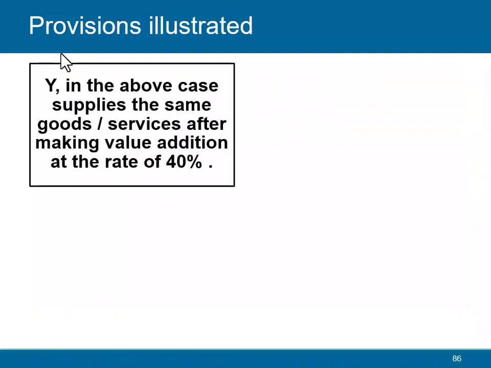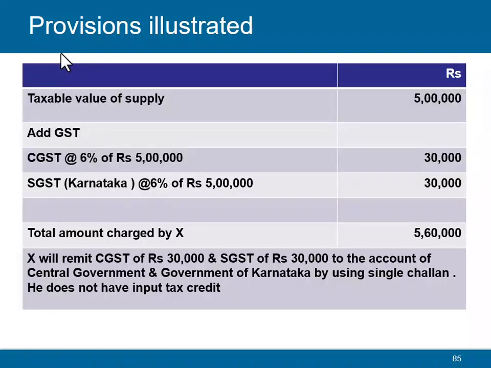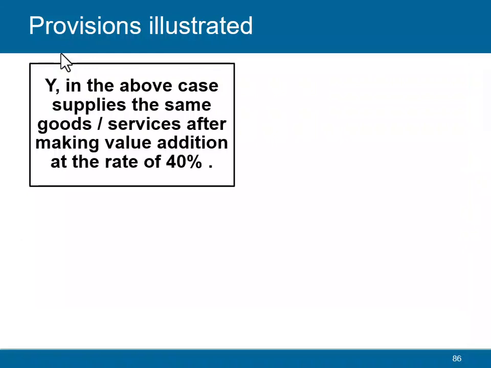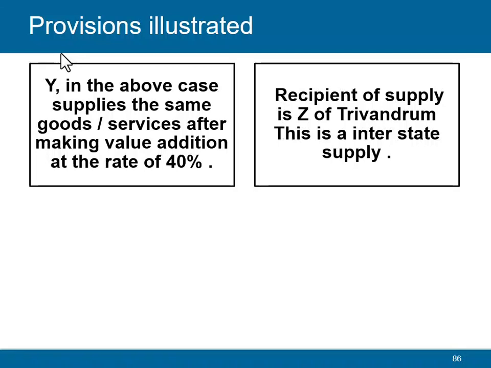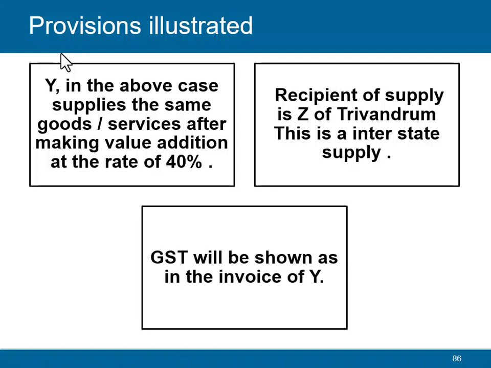Now, who was this guy? Y. Y in the above case supplies the same goods after making a value addition at the rate of 40%. The recipient of the supply is Z of Trivandrum. Now the goods are moving out of the state. अब कर्नाटका से वो चला गया त्रिवेंद्रम, केरला में. This is an interstate supply. GST will be shown as follows.